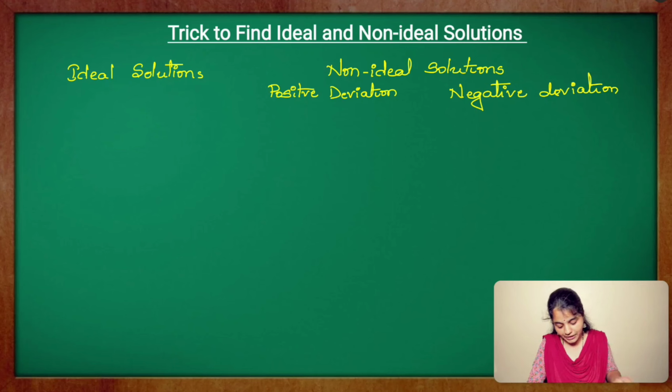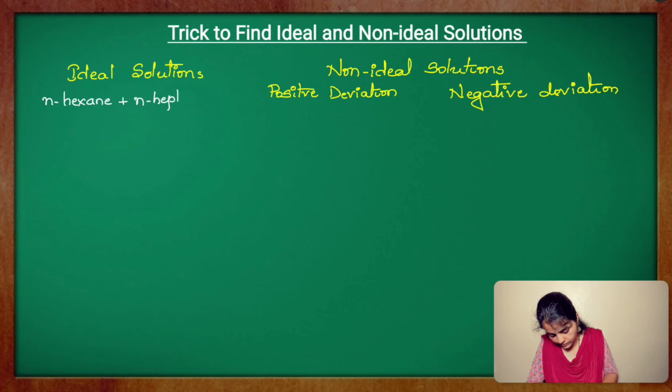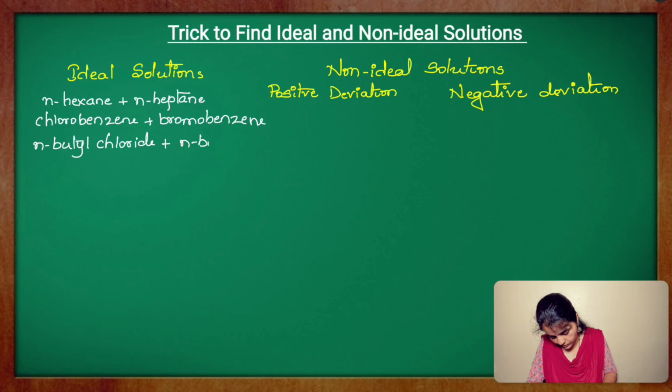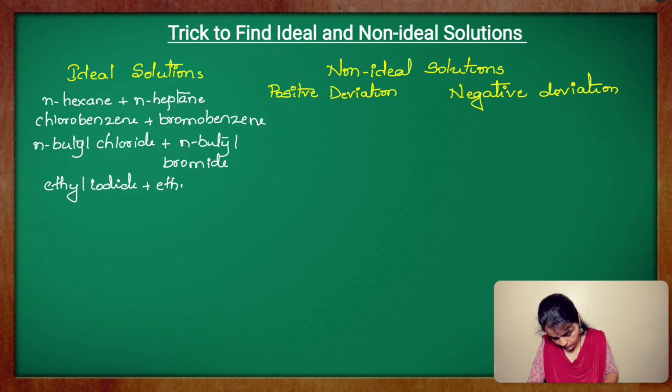Examples for ideal solutions are n-hexane and n-heptane, chlorobenzene and bromobenzene, n-butyl chloride and n-butyl bromide, ethyl iodide and ethyl bromide, benzene and toluene.